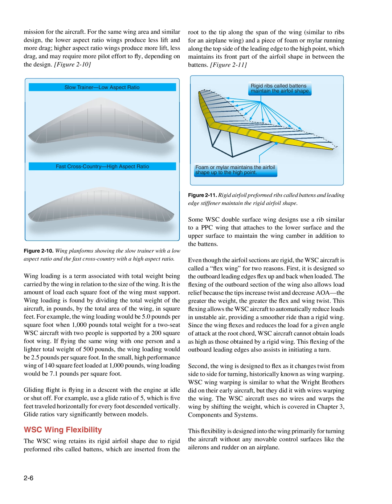This flexing of the outboard leading edges also assists in initiating a turn. Second, the wing is designed to flex as it changes twist from side to side for turning, historically known as wing warping. WSC wing warping is similar to what the Wright brothers did on their early aircraft, but they did it with wires warping the wing. The WSC aircraft uses no wires and warps the wing by shifting the weight, which is covered in Chapter 3, Components and Systems. This flexibility is designed into the wing primarily for turning the aircraft without any movable control surfaces like the ailerons and rudder on an airplane.